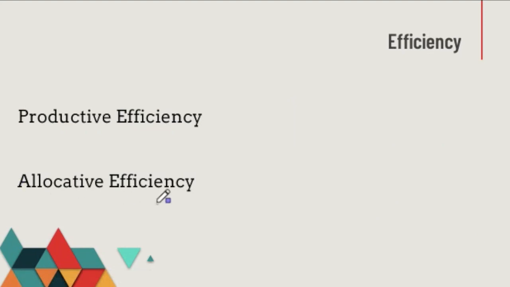Allocative efficiency is a little different. It's not about resources. It's about making consumers well off. An economy is going to achieve allocative efficiency if it produces at the point on the curve that makes the consumers as well off as possible. So it's going to be about allocating the resources efficiently rather than using all of your resources.